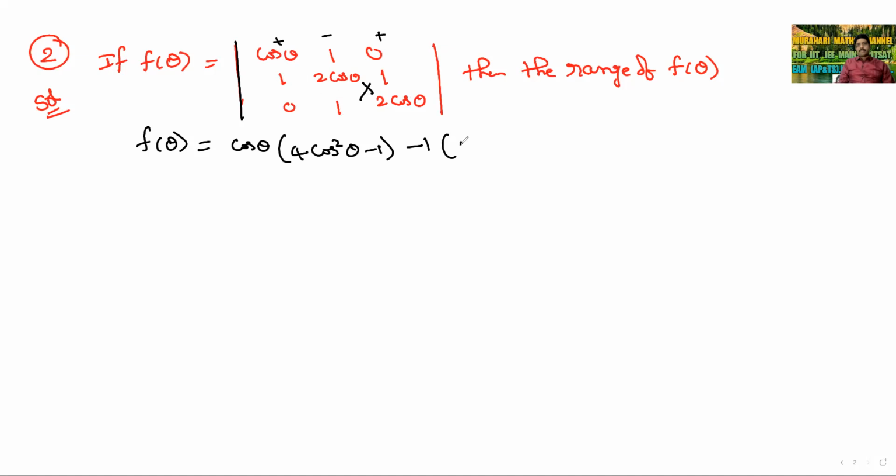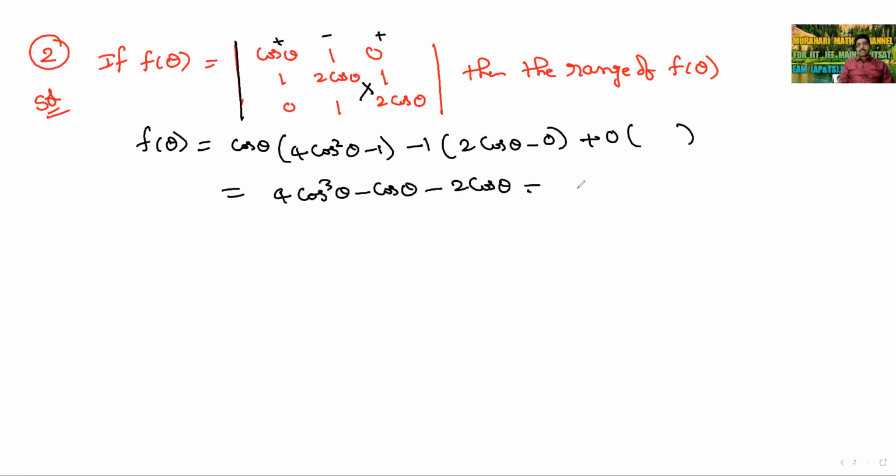The determinant of remaining elements is 2 cos theta minus 0 into 1, and 0 into anything is 0. It will be 4 cos cube theta minus cos theta minus 2 cos theta, which is 4 cos cube theta minus 3 cos theta. That is nothing but the cos 3 theta formula. Therefore, f of theta is equal to cos 3 theta.